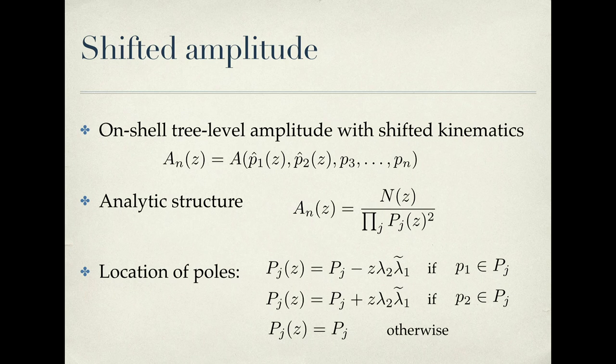If none of the P1, P2 was inside this PJ, which is a sum of momenta, then there is no shift. Because we are now specifically looking at the Z dependence, only these two cases depend on Z, in a very simple, linear way. That one doesn't.